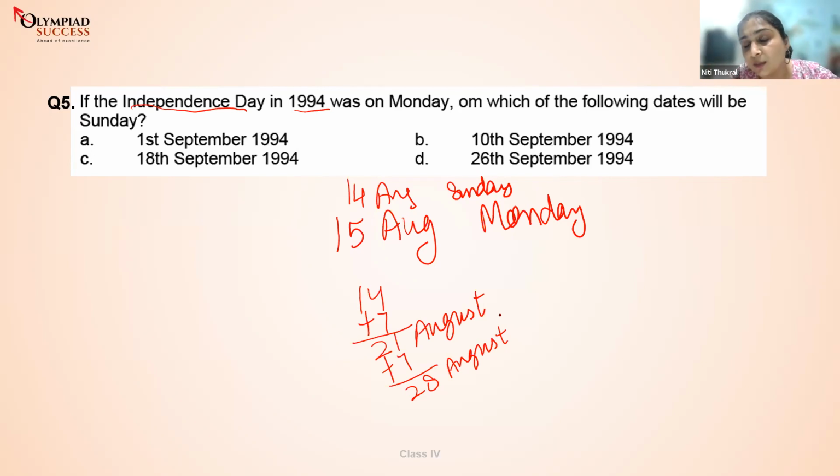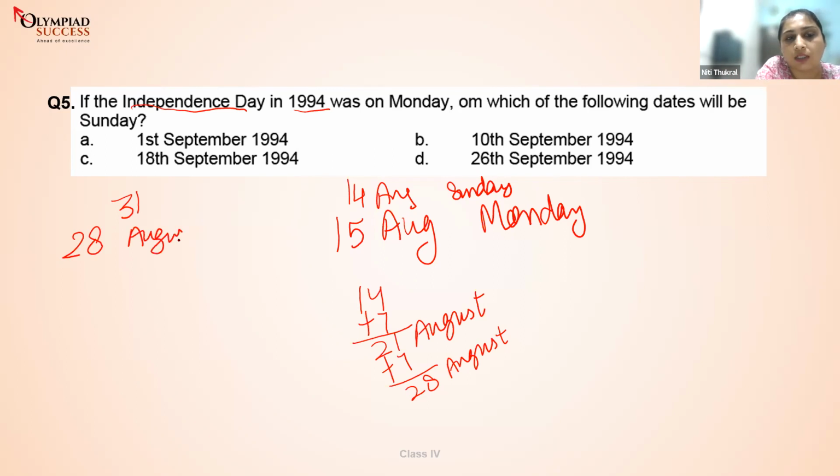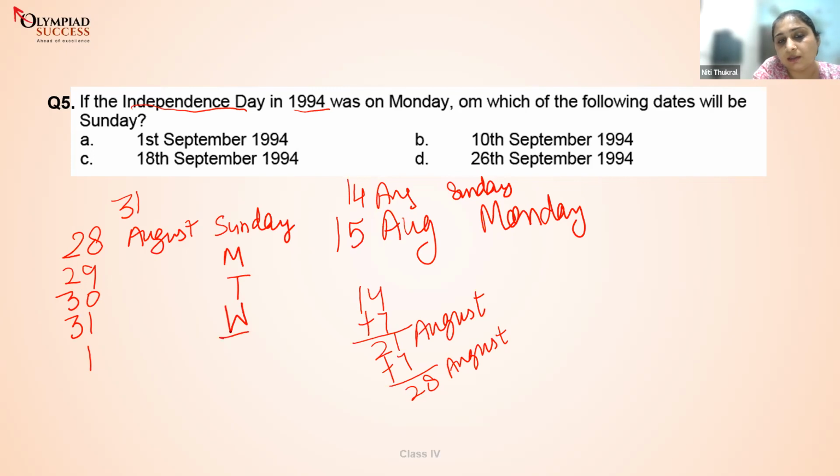Okay, tell me how many days are in the month of August. First of all, let me tell you. How many days are in the month of August? 31, right? 31 days are in the month of August. Very good. So 28th August is Sunday, right? So now 29 will be Monday. 30 will be Tuesday. 31 will be Wednesday. 1st September will be Thursday. 2nd September will be Friday. 3rd September will be Saturday. 4th September will be Sunday. So now 4 plus 7.